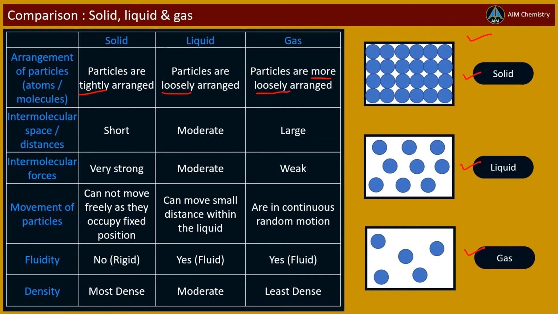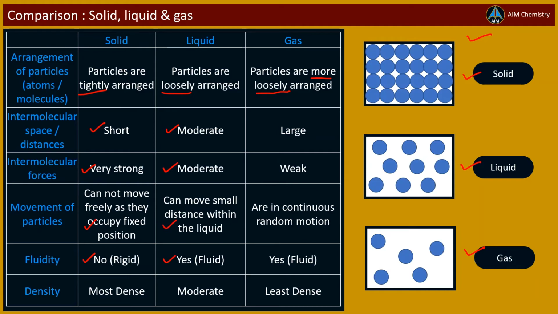As the particles are tightly arranged in solid, the intermolecular space, or the distances in solid, are short, and therefore the intermolecular forces are very strong, and so the particles in solid state cannot move freely, and so solids are rigid. In liquid state, as the particles are loosely arranged, the intermolecular distances are moderate. That is, they are little longer compared to solid state, but shorter if we compare it with gaseous state. Therefore, intermolecular forces are also moderate, and particles can move small distance within the liquid. So it is called as fluid.